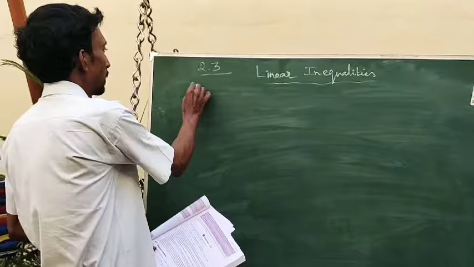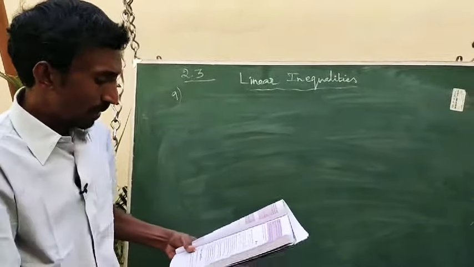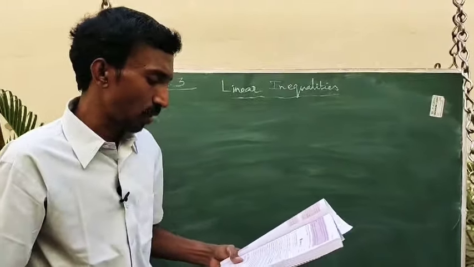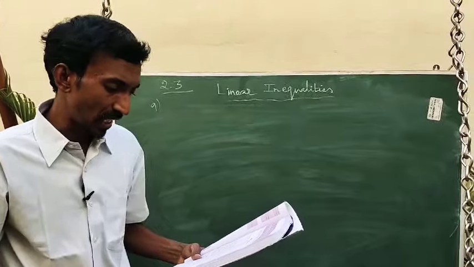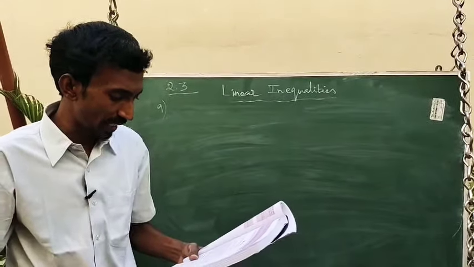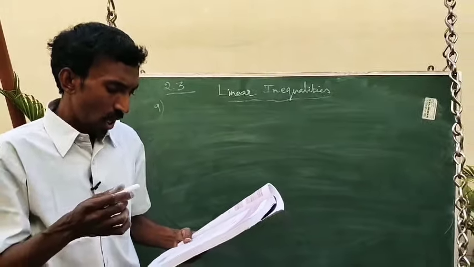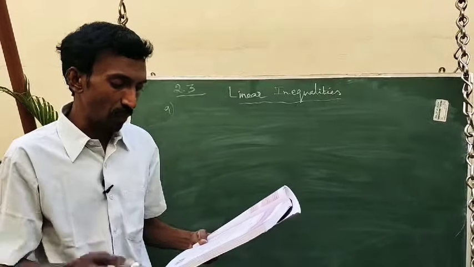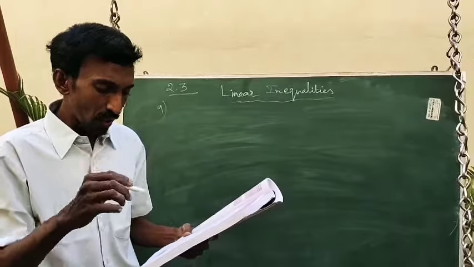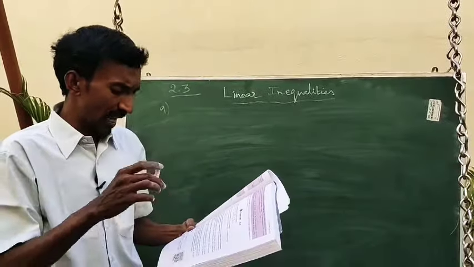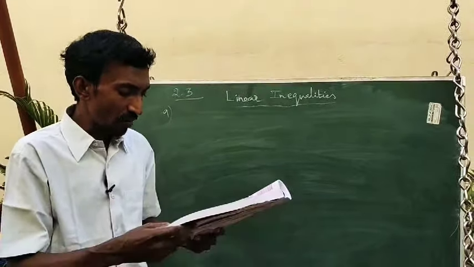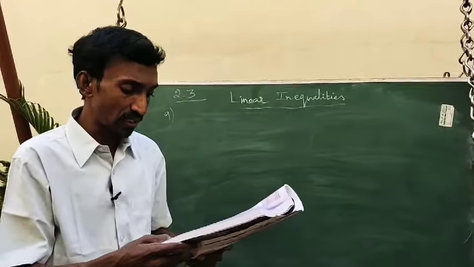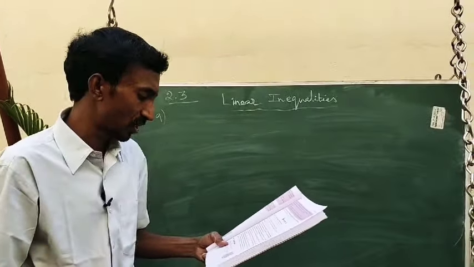Number 9 in the exercise 2.3. A plumber can be paid according to the following schemes. In the first scheme, he will be paid rupees 500 plus rupees 70 per hour. And in the second scheme, he will be paid rupees 120 per hour. If he works x hours, then for what values of x does the first scheme give better wages?